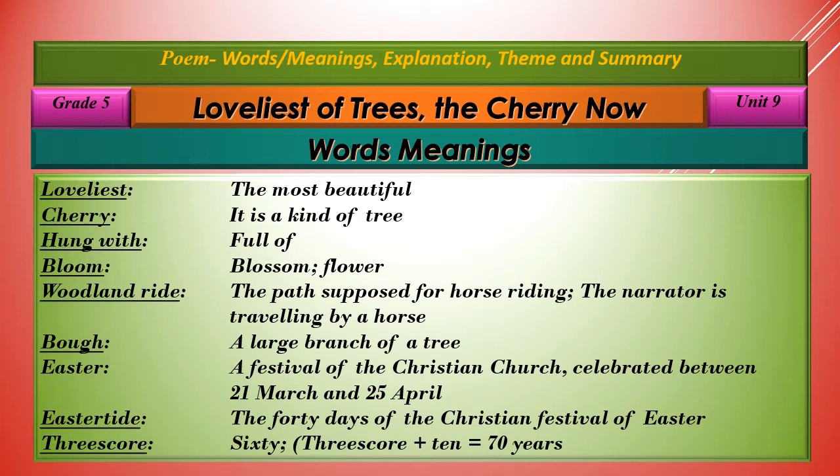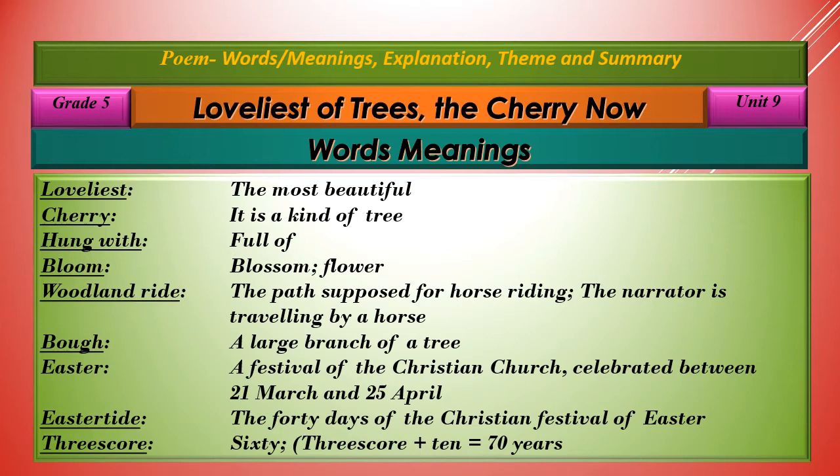The next word is Eastertide. First I am going to explain the word Easter. Easter is a festival of the Christian church celebrated between 21st March and 25th April. Eastertide as a whole means the 40 days of the Christian festival of Easter. In simple words, it means the Easter period.